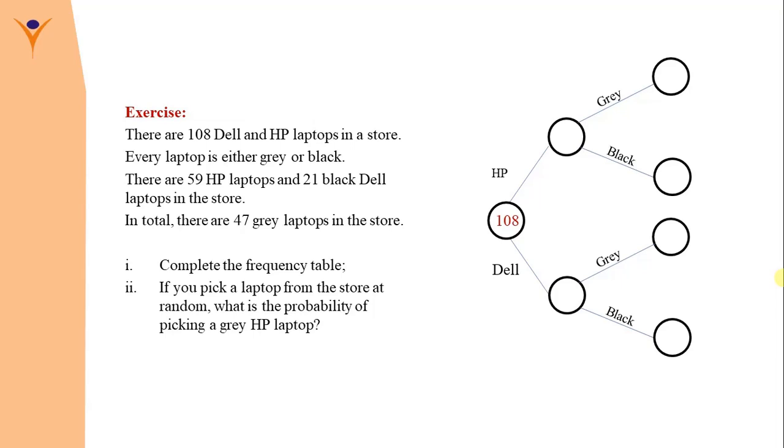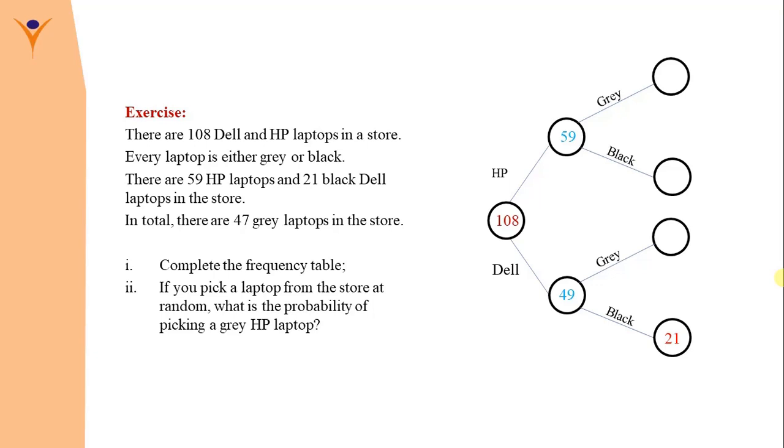That sentence is divided into two. So let's look at the first part. It says there are 59 HP laptops. So we go and locate the part for HP and put there 59. The second information there says 21 black Dell laptops. So the part representing Dell is at the bottom. How many of them are black? 21. There we go. All right.